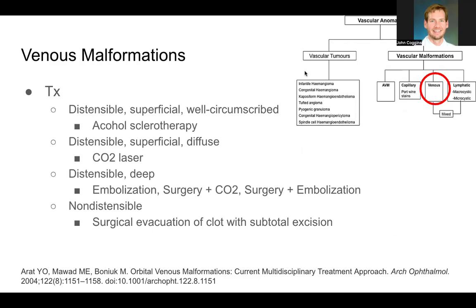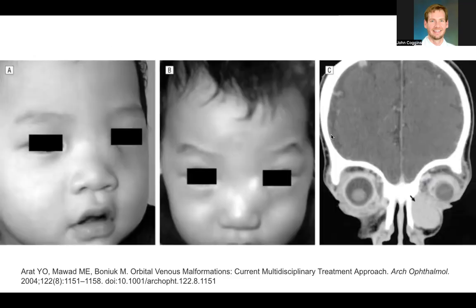And this is from a multidisciplinary paper that I found, which is kind of helpful, but it breaks down the categories and the recommended treatment for those categories. So for a distensible, superficial, well-circumscribed venous malformation, you might do alcohol sclerotherapy. If it was larger or diffuse, you might do the CO2 laser. If it was distensible but deep, often you do embolization and surgery. And if it's non-distensible, then surgical evacuation of a clot is the recommended treatment.